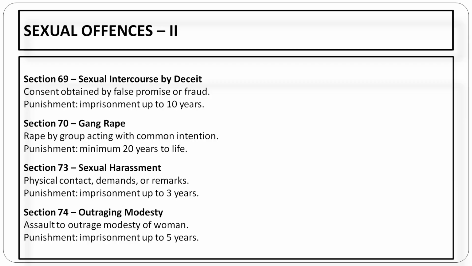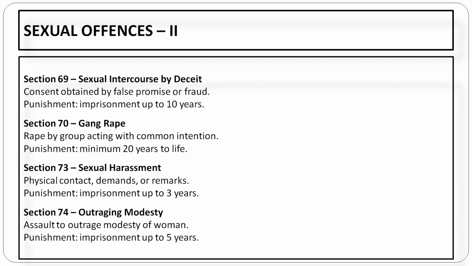The next one is section 73, sexual harassment. It includes physical contact, demand for sexual favors, or sexually colored remarks. Even verbal or non-verbal acts can amount to sexual harassment. The purpose is to protect the dignity and personal safety of a person. This offense is commonly seen in workplaces and public spaces. The punishment can be imprisonment up to 3 years.